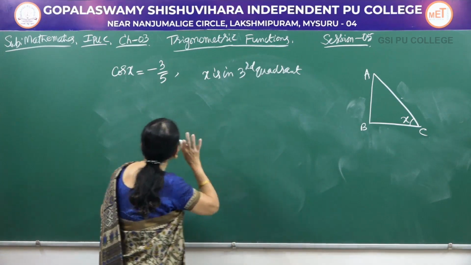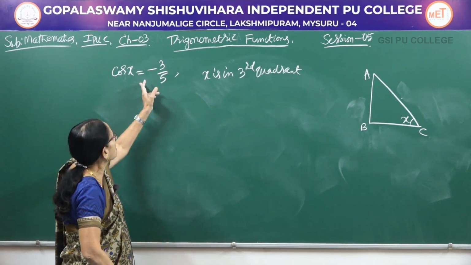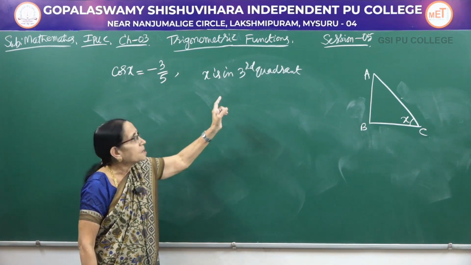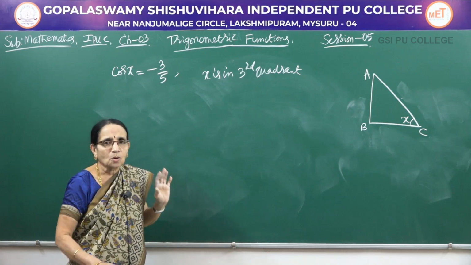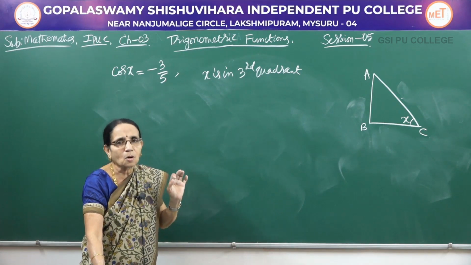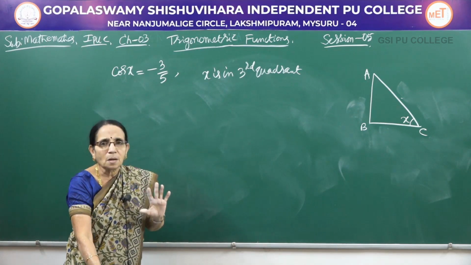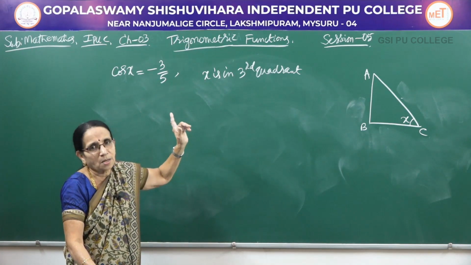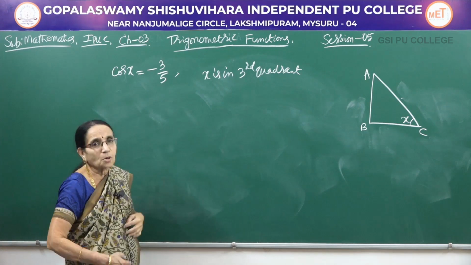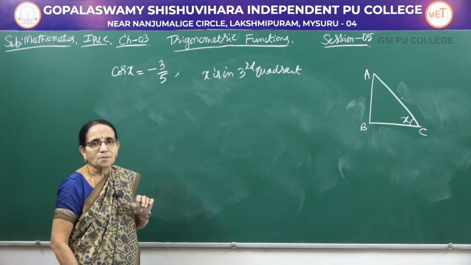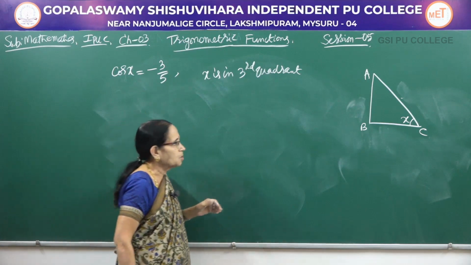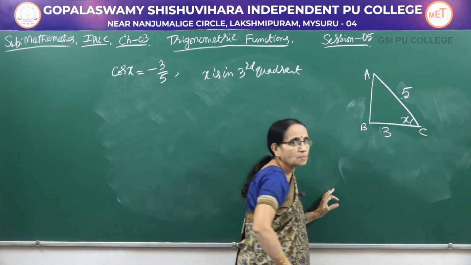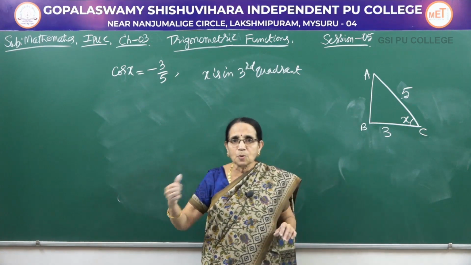Now look at the ratio that has been given. Cos of x is minus 3 by 5. And where does the angle x lie? It lies in the third quadrant. You know that in the third quadrant, tan and cot are positive. All the remaining 4 are negative. That is why it has been given as a negative sign here. And how do you define the cos ratio? It is adjacent over the hypotenuse. So adjacent is 3 and hypotenuse is 5. So that's what I told in the previous problem.